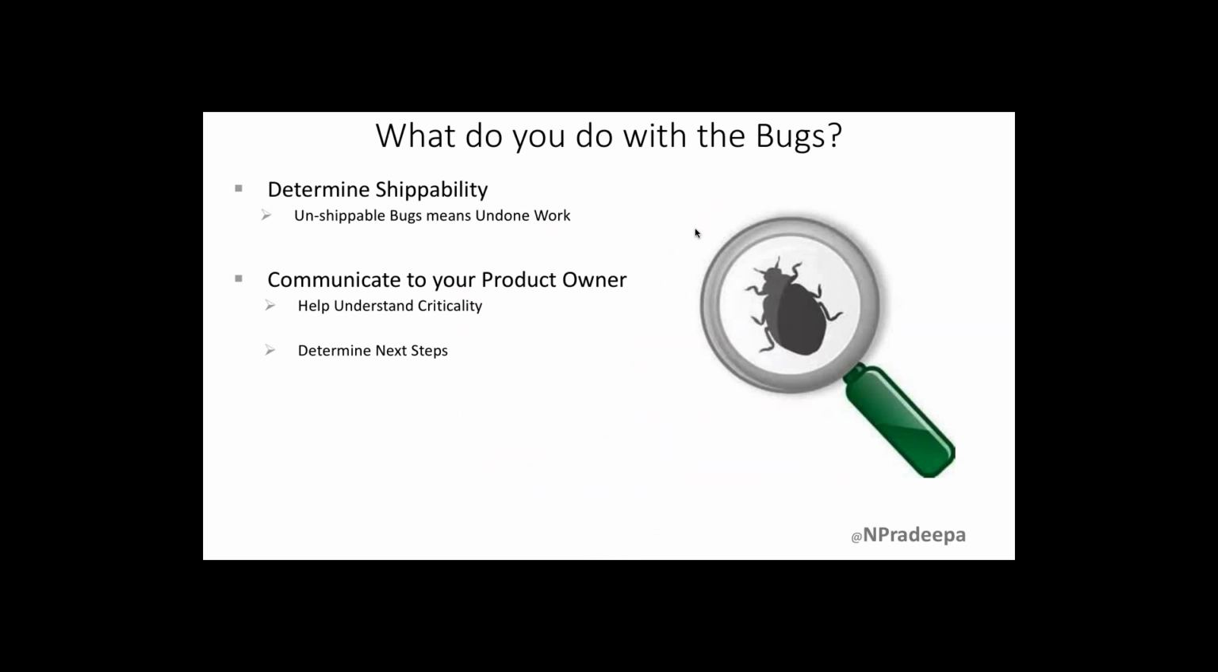Another thing that I also wanted to put forth is do communicate, be transparent about this with your product owner. Help this person understand the criticality of the bug. Why? Because they are the ones who will be making decisions whether we want to proceed with fixing it or putting it in the backlog, right? What are we going to do? So make sure your product owner has all the necessary details about this issue. And as a team, determine what the next steps are, right?